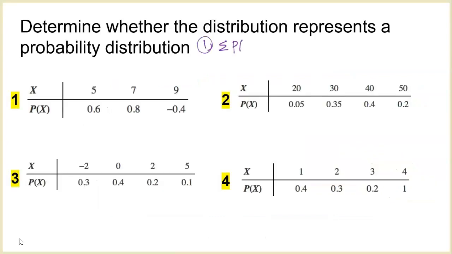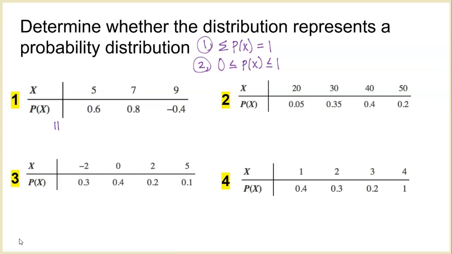Now, for these four problems, we want to determine whether the distribution represents a probability distribution and then explain why it doesn't. So in order to do that, we look at the two requirements. The first condition, the sum of the probabilities is equal to 1. Those are all the values in the bottom row of each table. And the probabilities themselves are between 0 and 1.